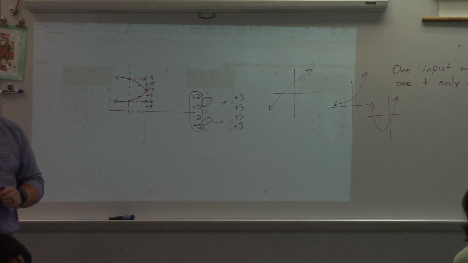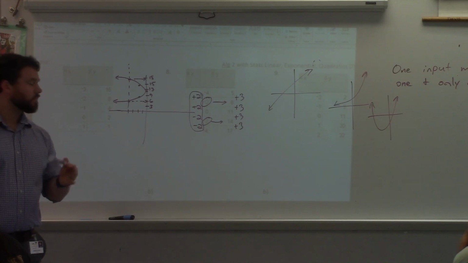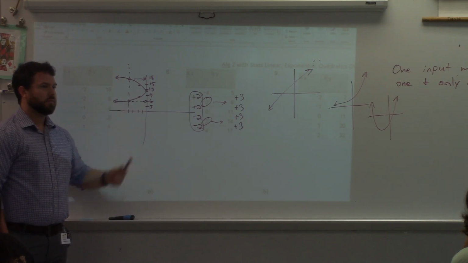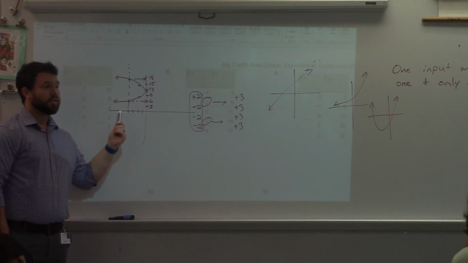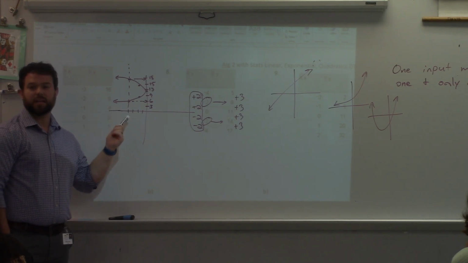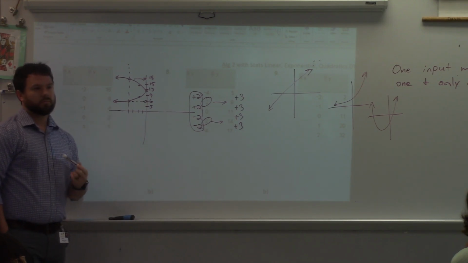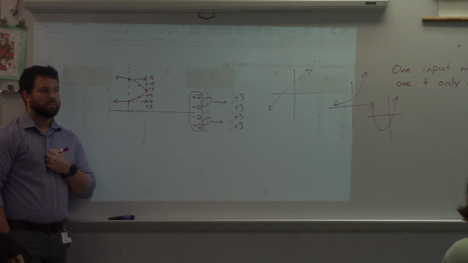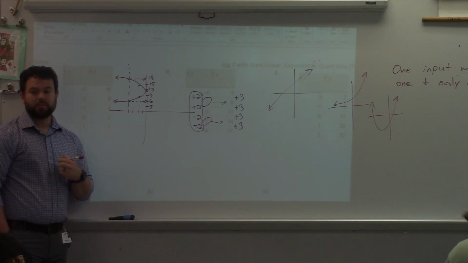It's the inverse of adding. It's subtracting. Remember, we just looked at it right here. I didn't even pay attention to that. My fault. This is not linear. It doesn't have a constant additive rate of change. It is a horizontal parabola. So once we say it's not a function, am I going to call it linear, exponential, or quadratic? No. So on C, I would say none, because it's not a function.